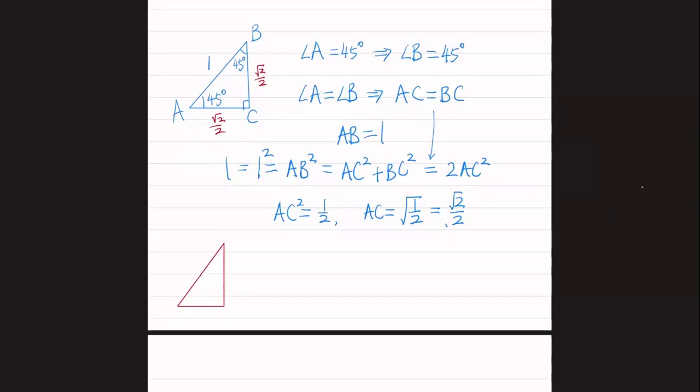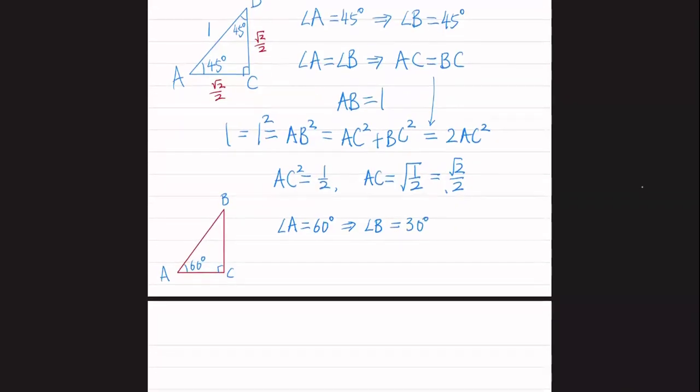Call this A, B, C. Again, a right angle, this time with a 60 degree angle. Okay, Kira, what's angle B? 30. Okay. Now if we assume AB is length 1, could we find AC and BC?